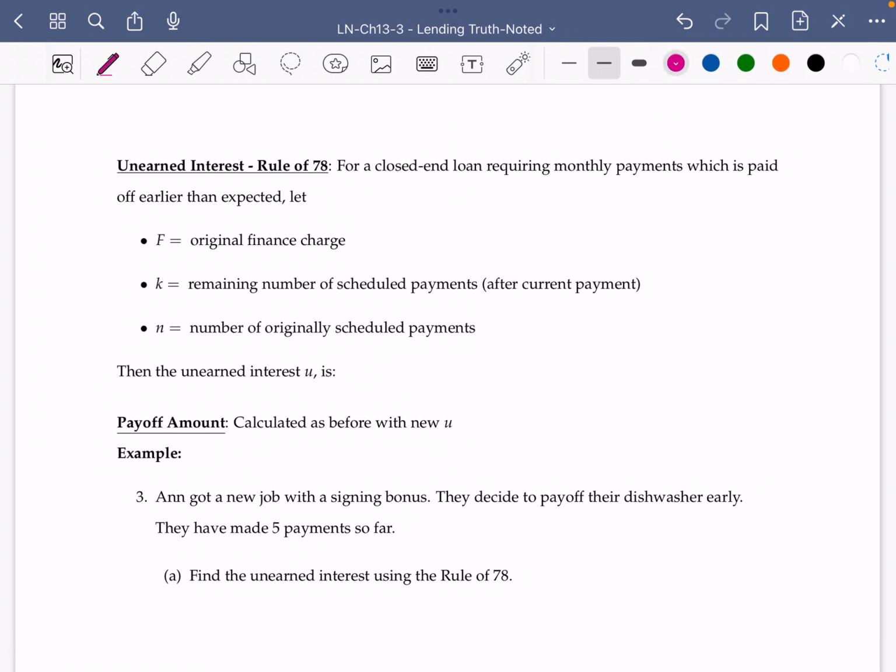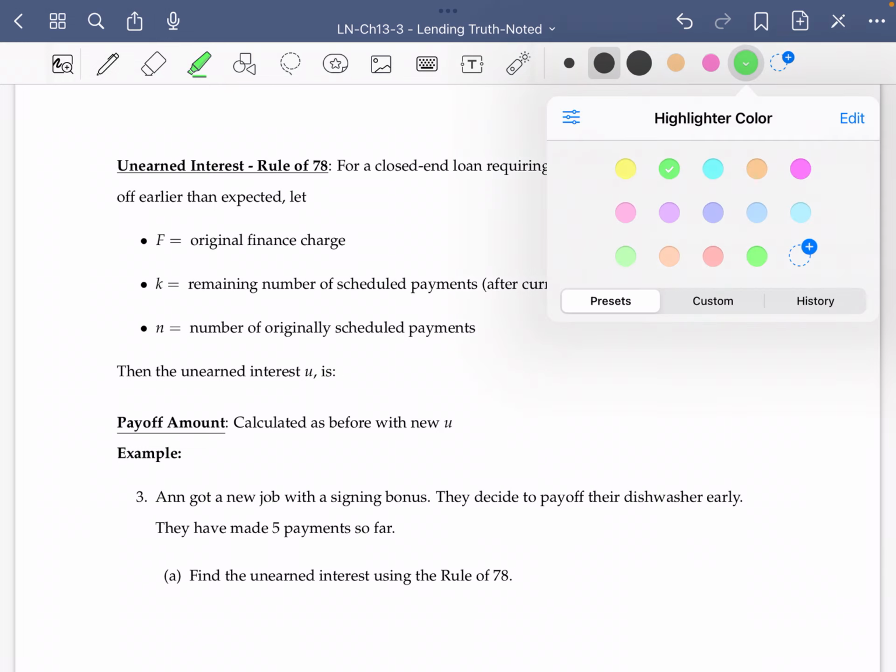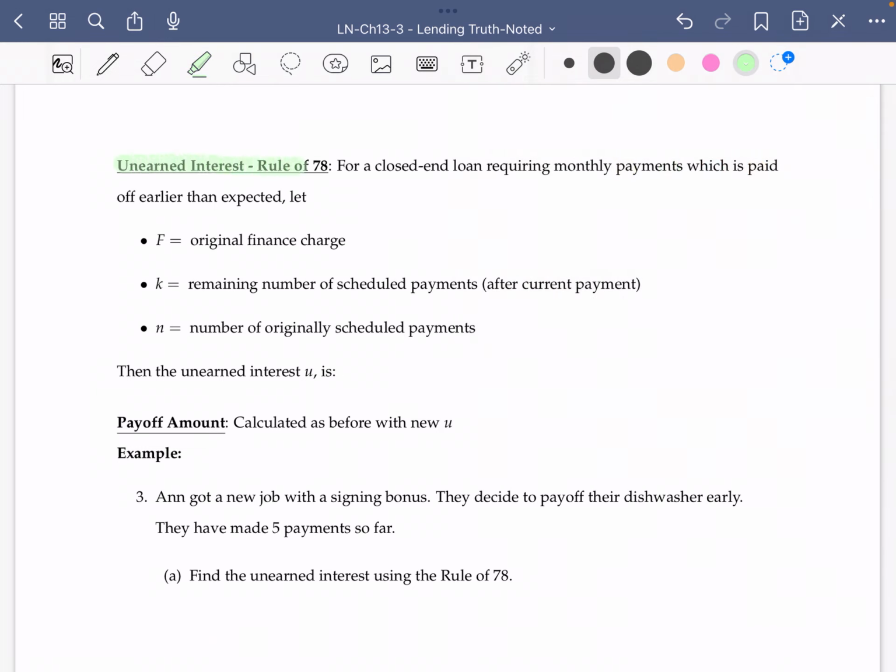In this video, we are going to look at a second method on how we can calculate unearned interest and our payoff amount. The method that we are going to use is called the rule of 78.